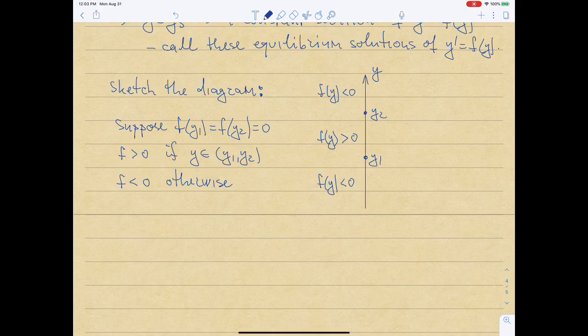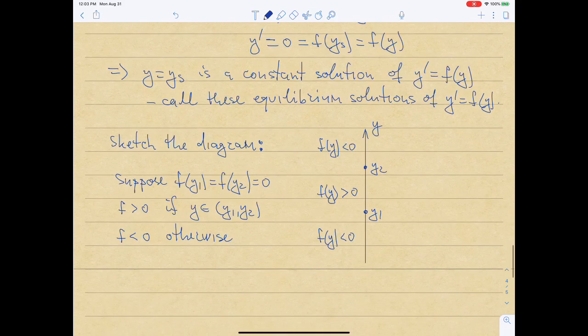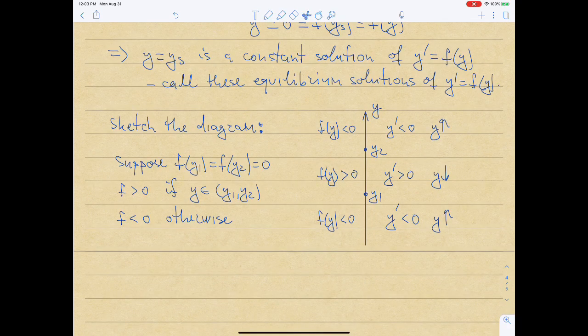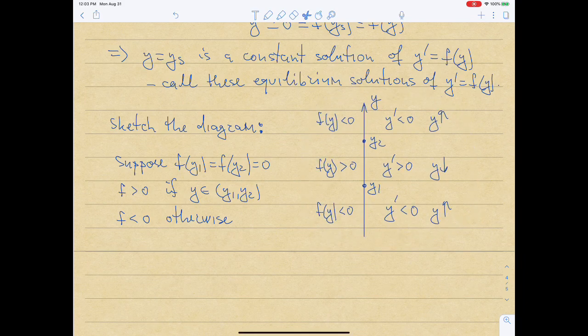Okay, but then y prime is the same thing as f of y. So y prime is less than 0, y prime is greater than 0, y prime is less than 0. And so that means that any y here must be an increasing function, y here must be a decreasing function, y there must be an increasing function again. So an object like that is going to be called a phase diagram.